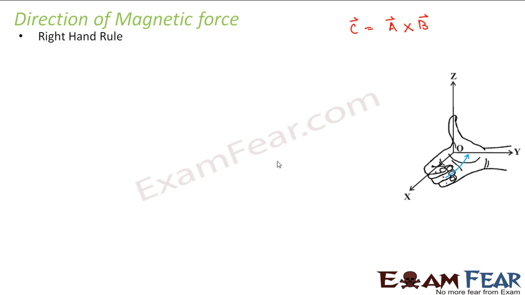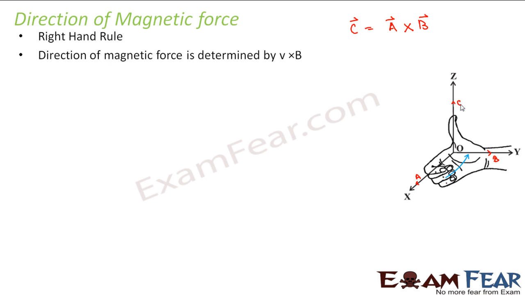In this case, your fingers are curling from the x-axis towards the y-axis, so x to y means this is the direction of A and this is the direction of B. If you curl your fingers from A towards B, then your thumb will point in the direction of C. Clear? Wherever you have any cross product, similarly in this case of magnetic force, we will apply the same right hand rule and determine the direction of the magnetic force.